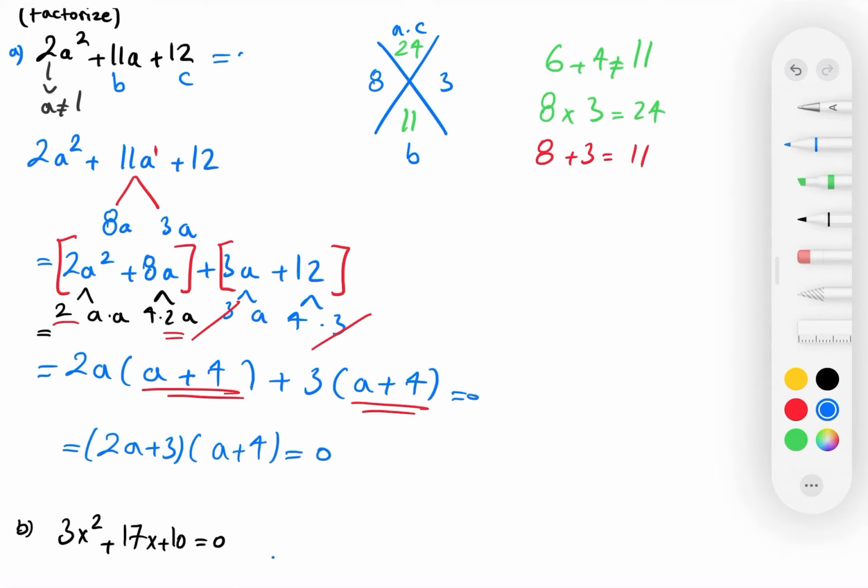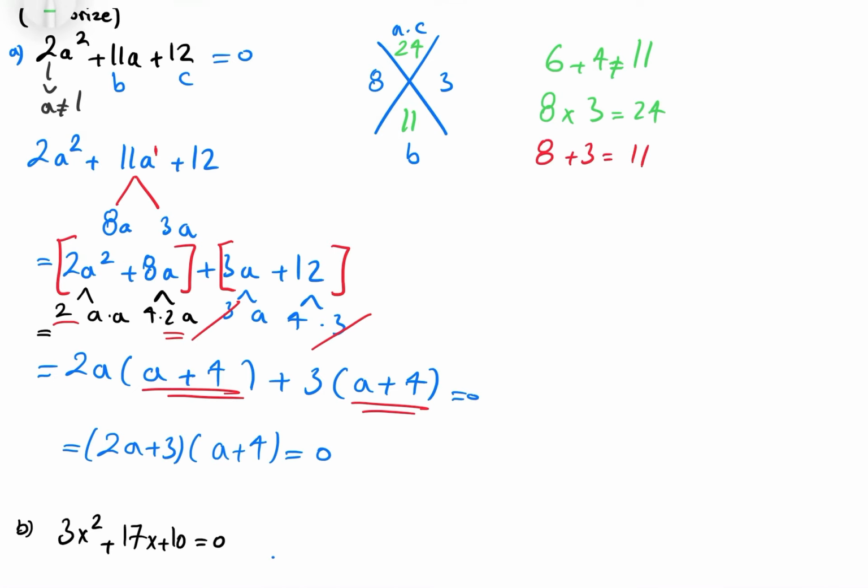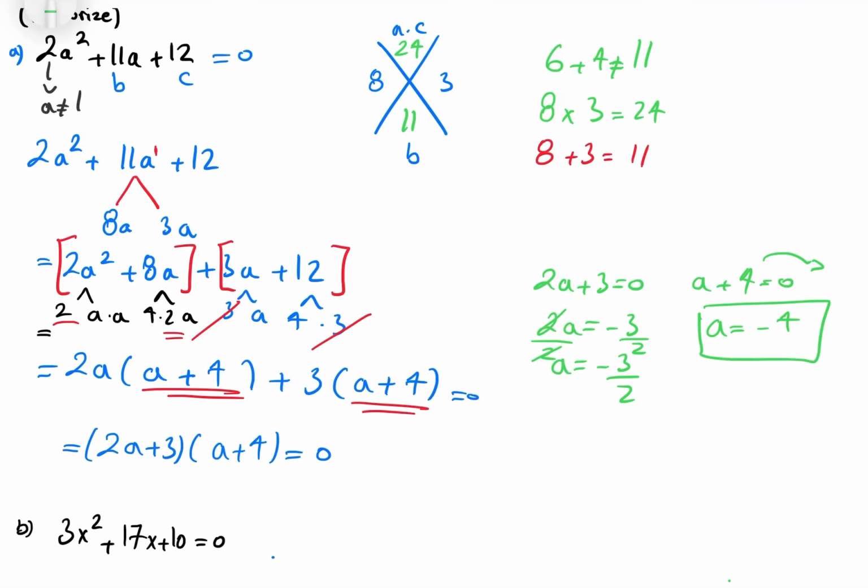This is an equation. Now, using the null product law, you can just say 2a plus 3 is equal to 0 and a plus 4 is equal to 0. So your two roots are, just bring 3 to the other side, 2a is equal to negative 3 and a is equal to negative 3 over 2. I divided this side by 2, which means I have to divide the other side by 2 as well. So this is one of the roots, and for the other one, it's pretty simple. Just bring 4 to the other side, and that gives you negative 4.